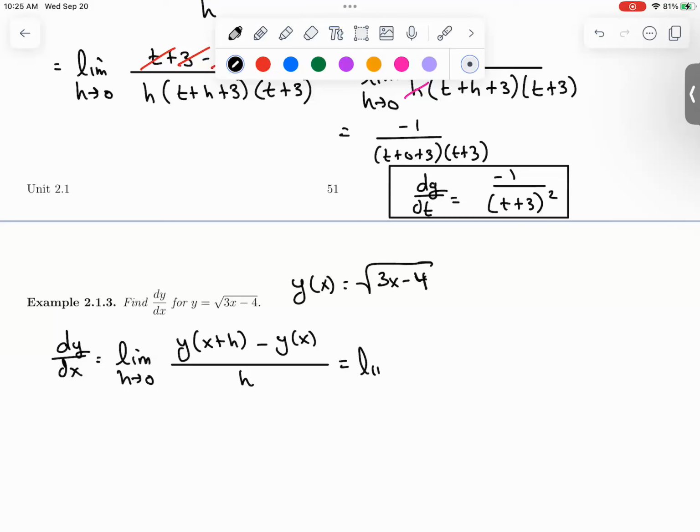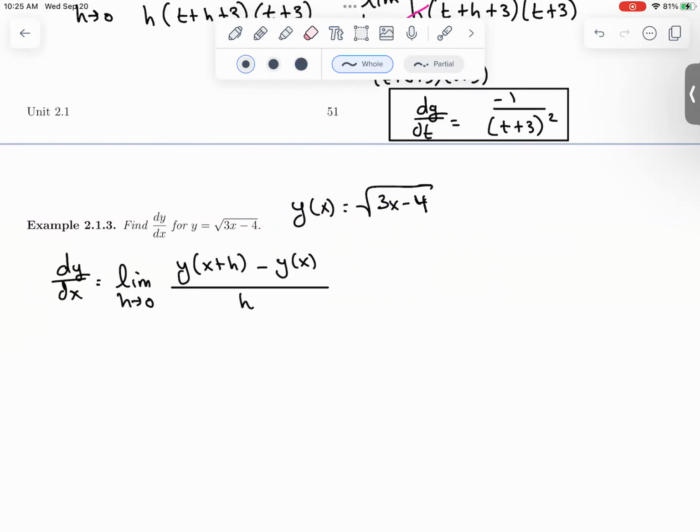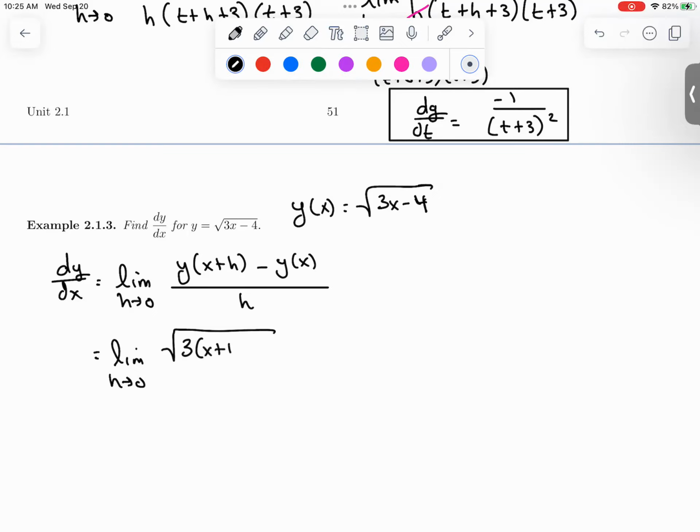So then this becomes the limit. And this time I'm going to do it all in one step. I'm not going to find y of x plus h off on the side. You're more than welcome to do that. It's fine to do so, but I'm going to do it as I go along. So this becomes the limit as h approaches 0 of the square root of 3 times x plus h minus 4 minus the square root of 3x minus 4, all divided by h. And you could simplify the inside of that to be 3x plus 3h minus 4. That's fine too. And in fact, I would recommend it.